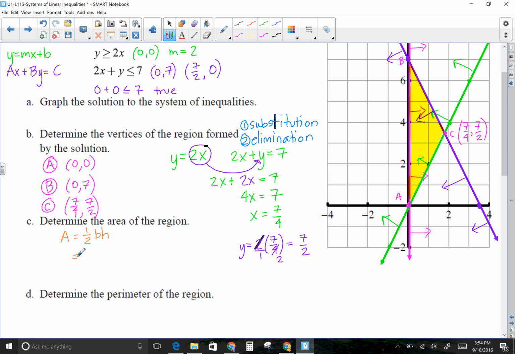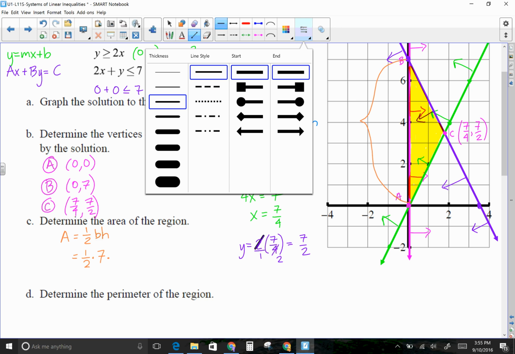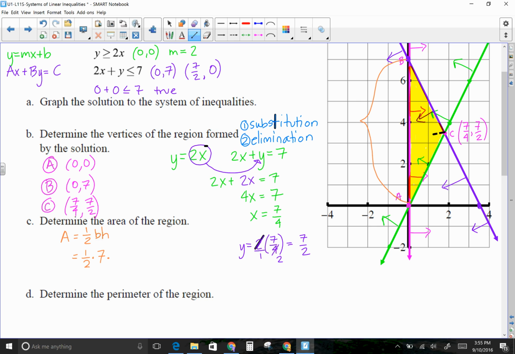Okay, what is the base of my triangle? Well, we all agree that this is the base, and that distance is 7. So I have 1/2 times 7, and now I need a height. So if this is my base, then my height is going to be from the vertex perpendicular to the other side. I'm going to try that again. There you go, that's better.